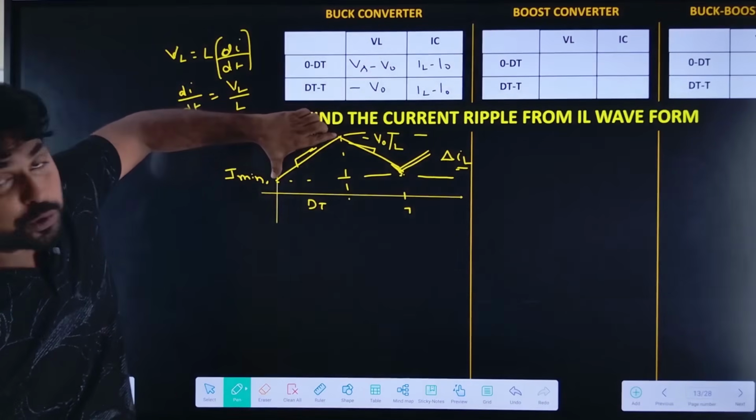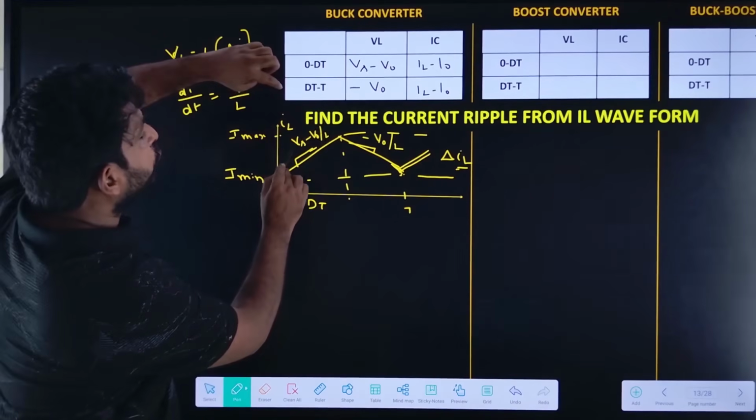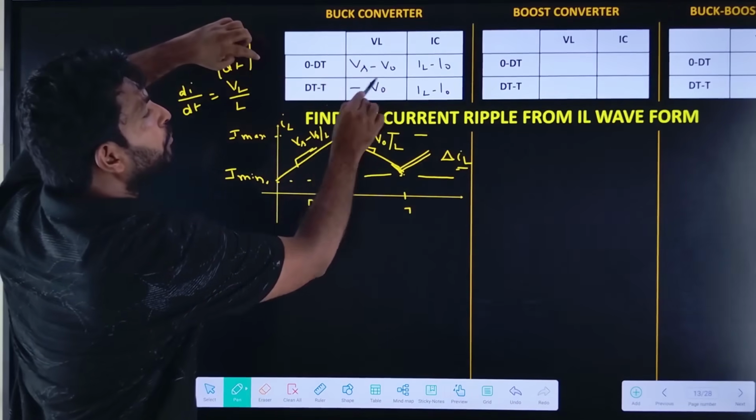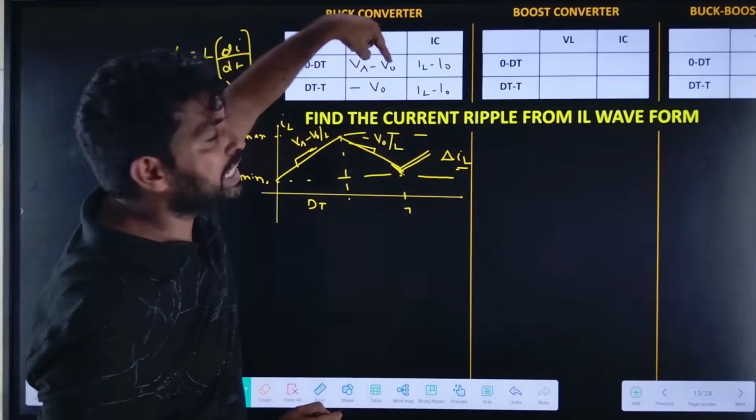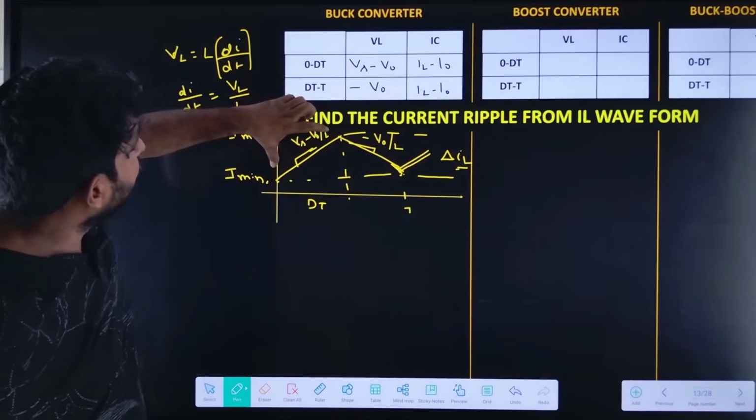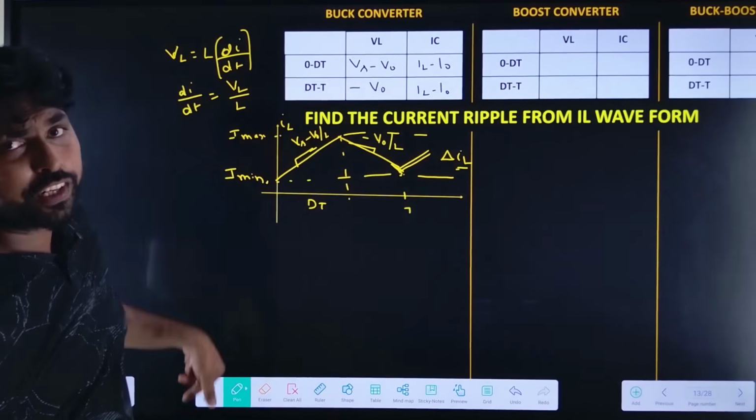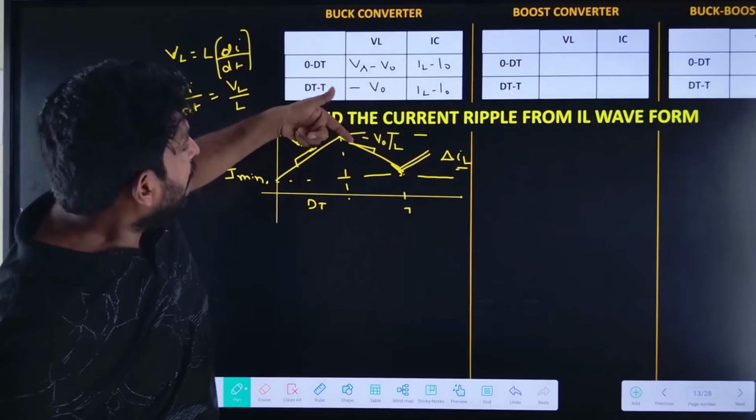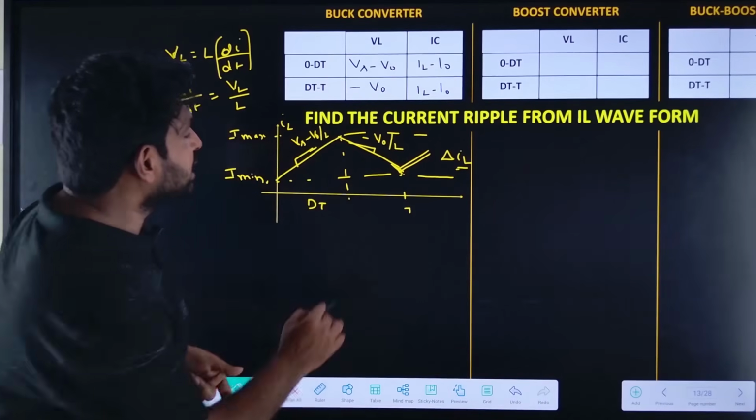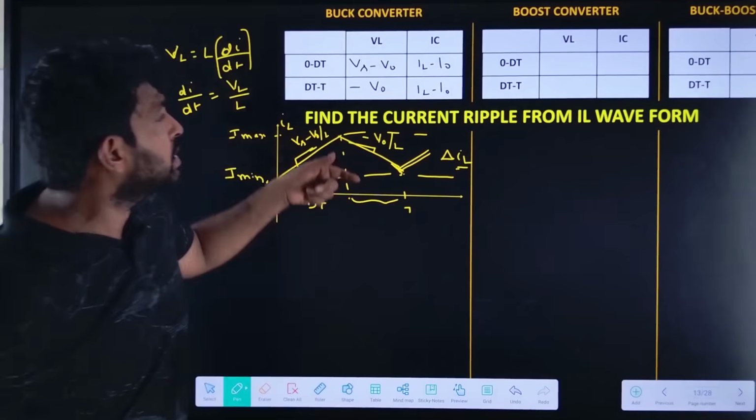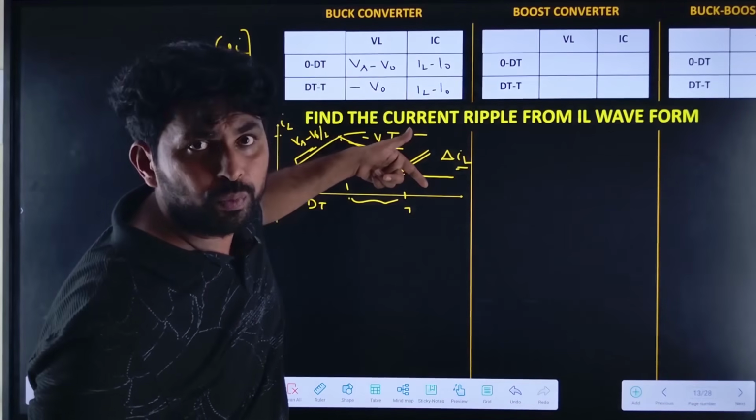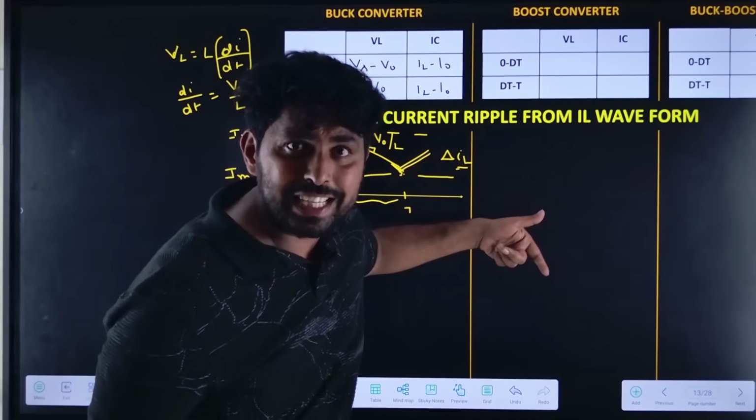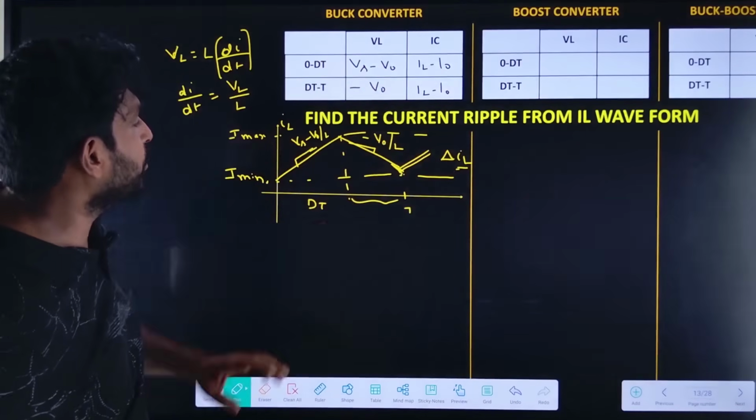So what is the slope during 0 to dT? It is equal to Vs minus V0 divided by L. During 0 to dT, the value of VL is Vs minus V0. So if I want to find the slope, it will be Vs minus V0 by L. Now, after dT to T, that is the turn off time of the switch, what happens? The output voltage is negative, so the slope will be negative. The slope is decreasing in nature, which is equal to minus V0 by L.